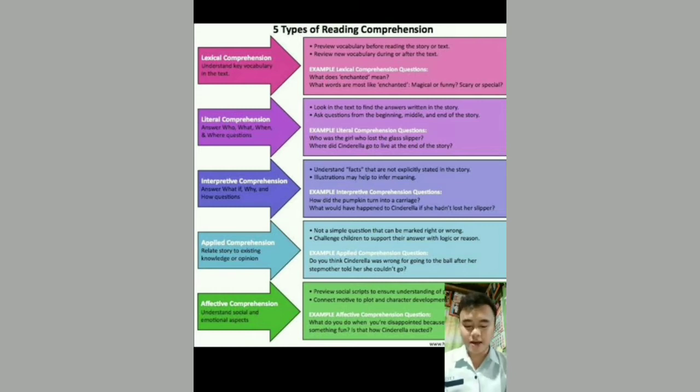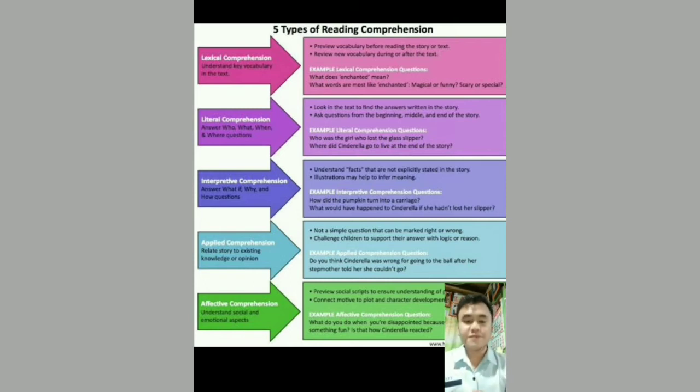Number 4 is applied comprehension. It means to relate the story to existing knowledge or opinion. So it's very understandable that applied comprehension is about yourself, your self-learning or self-opinion of what you have understood. So it means that applied comprehension is more opinionated by yourself.